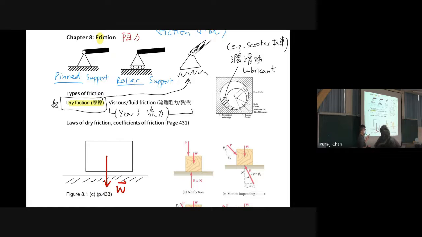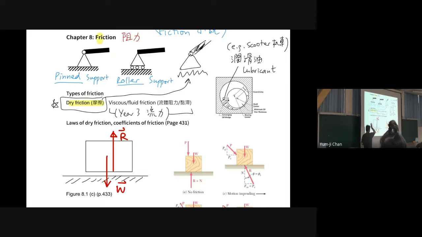From what you know, are there any other forces we should put in? Should we add any other force here? We have gravity W, and what else? What do we need to add? Reaction force, right? And of course we need to add reaction force.